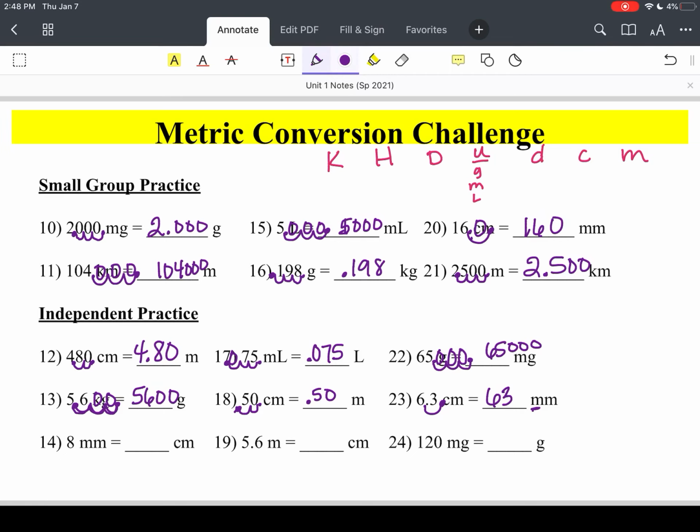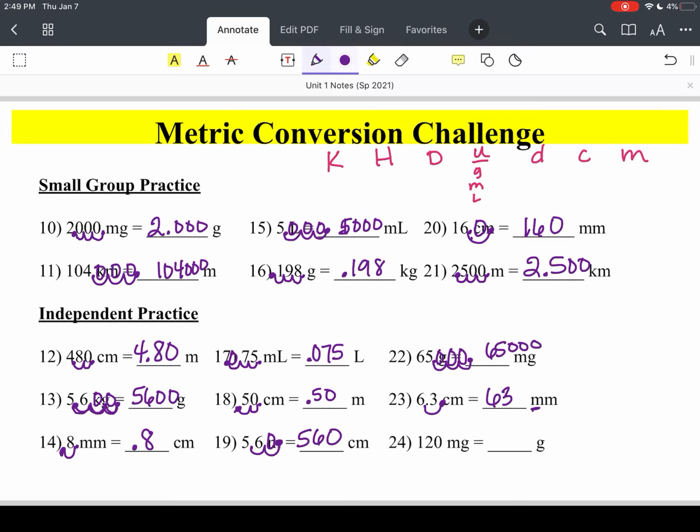For number 14, here's my decimal. I'm going from millimeters to centimeters. Mm is millimeters. So that's just one to the left. 0.8. Meters to centimeters. Whoops. That just started in millimeters. So it's just one M, so it's just meters. So 1, 2. That's 2 to the right. 1, 2. Fill in my basket. 560.